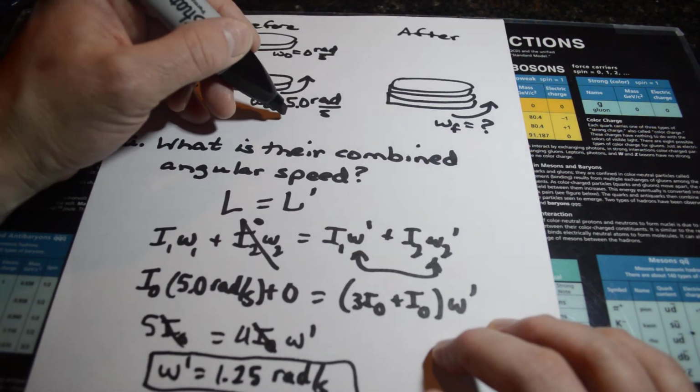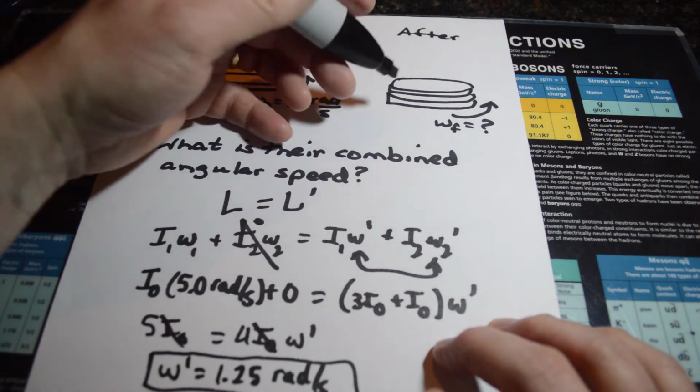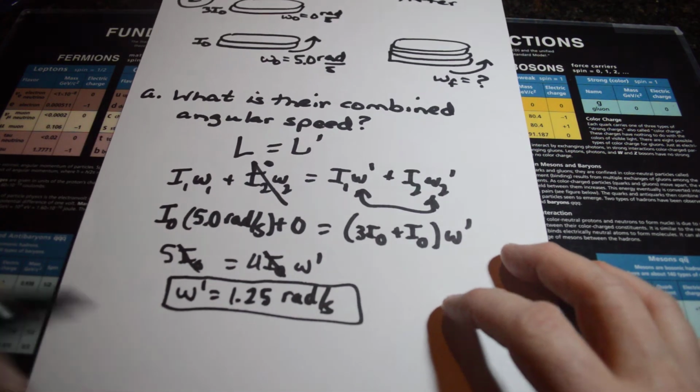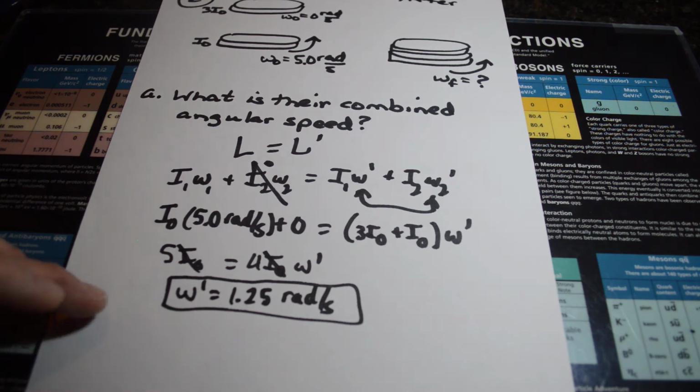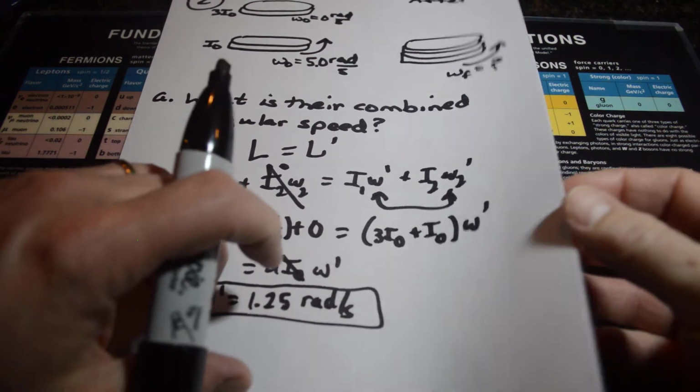Well, they have an initial angular speed of 5. Afterwards, together, they should be quite a bit less. And in fact, that is true. Okay. So that's that question.